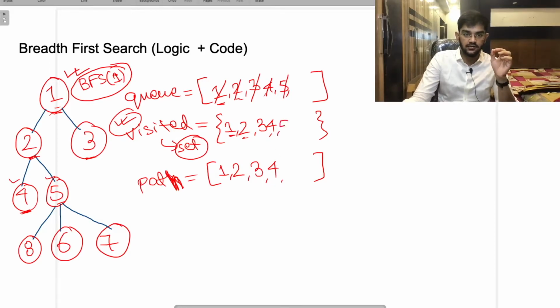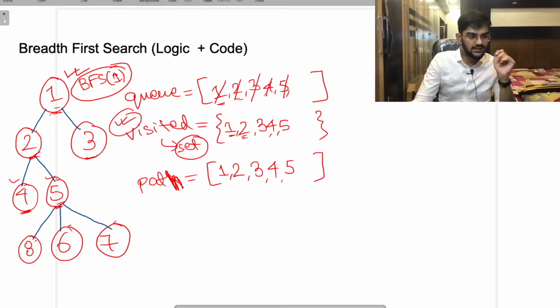So I'll put 5 into the visited and I'll put 5 into the path. That's it. I'll also explore 5 as of now because I cross marked it, right? So I'll explore 5. From 5, where can I go? I can go to 2. I can go to 8, 6 and 7. Well, should I really be going back to 2? No, because 2 is already in visited.